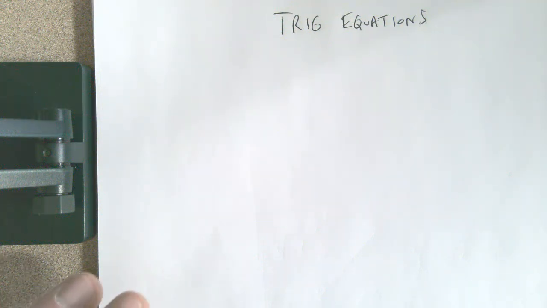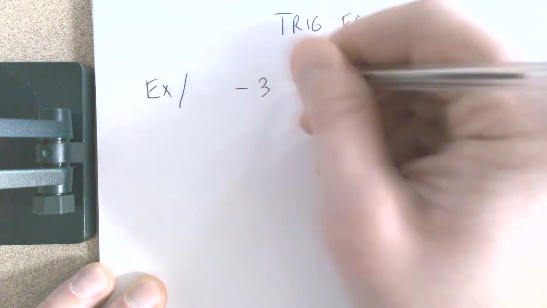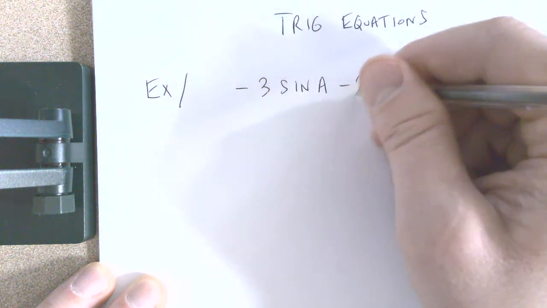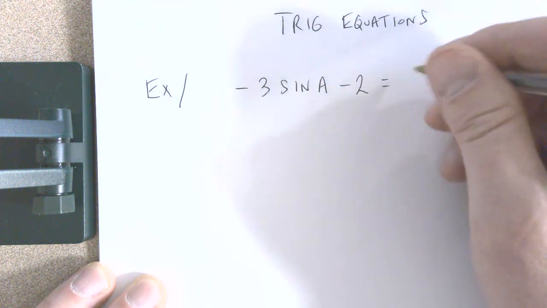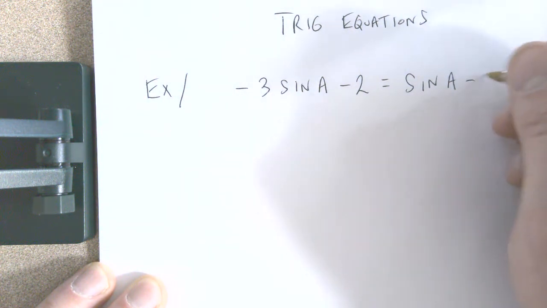To record this. So again, we'll do a couple of examples here. The first one, we've got 3 sine A minus 2 equals sine A minus 2.